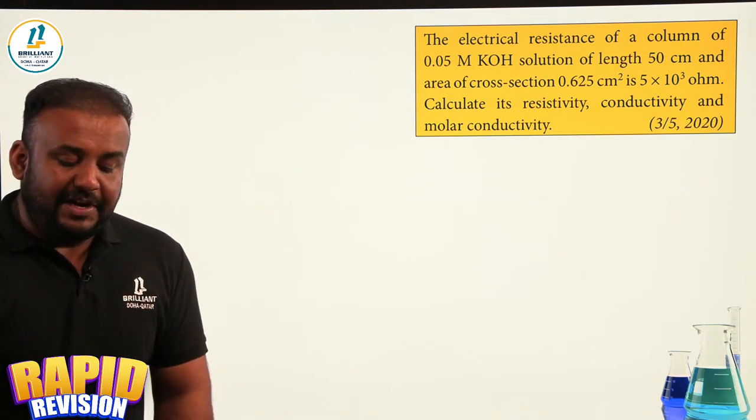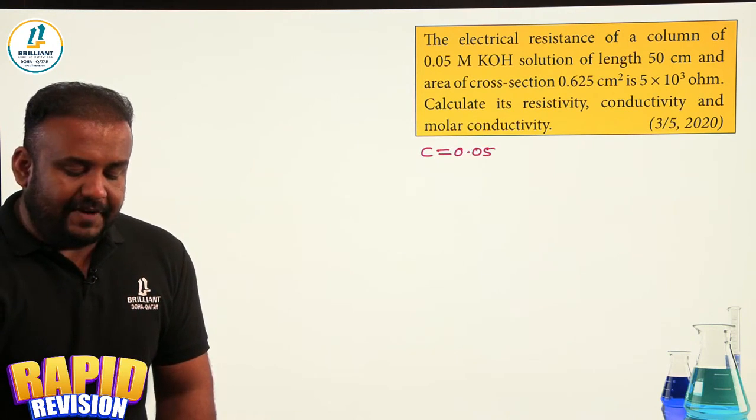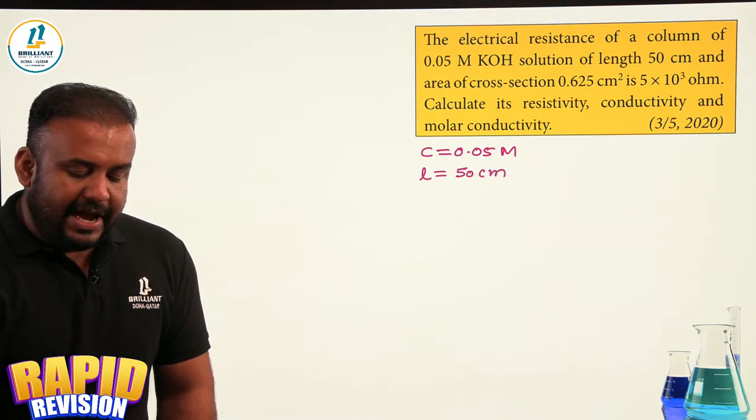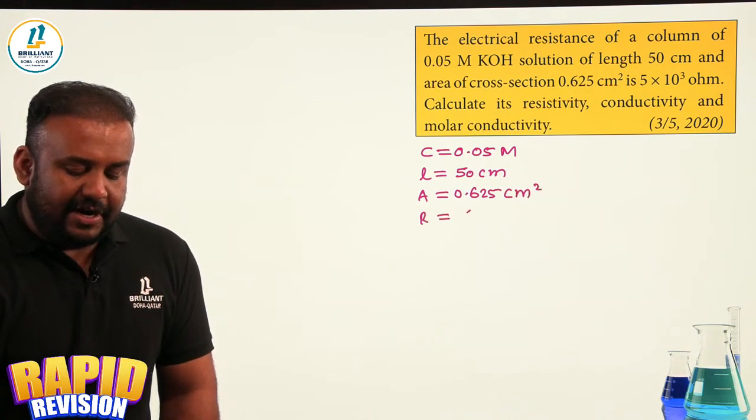So many things we have to find here. But you know, everything is very easy. Concentration is given 0.05 molar. Length of the conductor is given 50 centimeter. Area of cross section is given 0.625 centimeter square. Resistance is given 5 into 10 raised to 3 ohms.